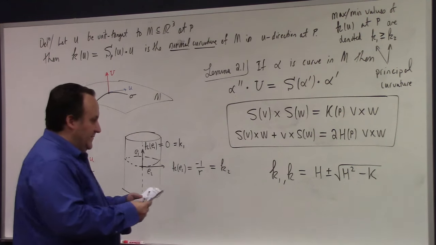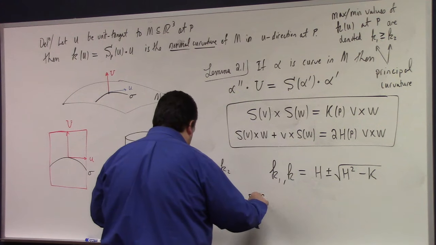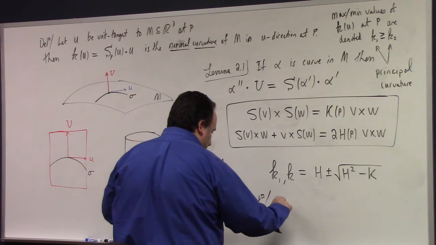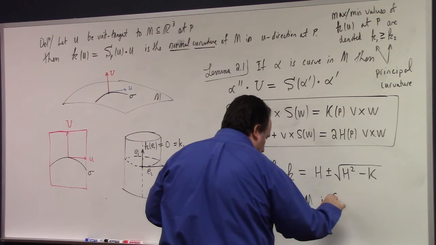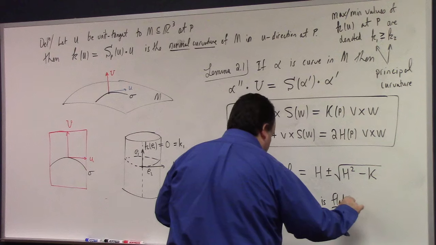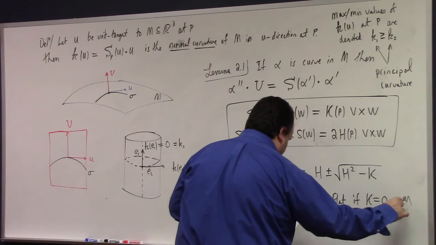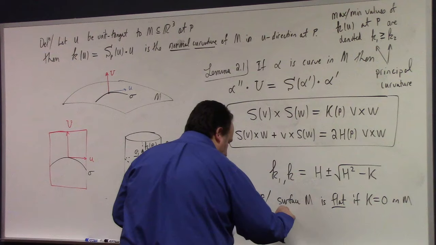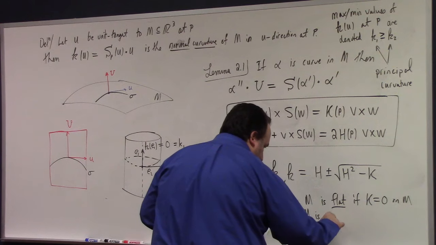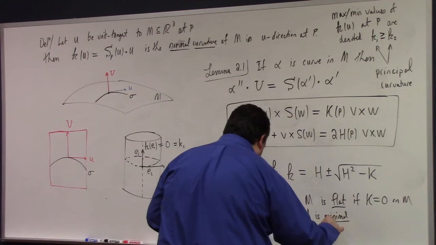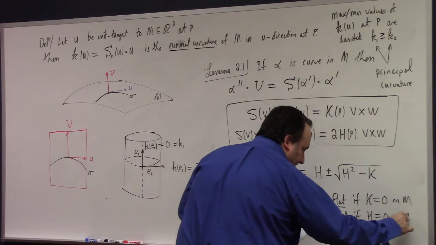Another thing I should mention before I leave this lecture in the dust here. Definition: a surface M is flat if the Gaussian curvature is 0 on M, and the surface M is minimal if the mean curvature is 0 on M.